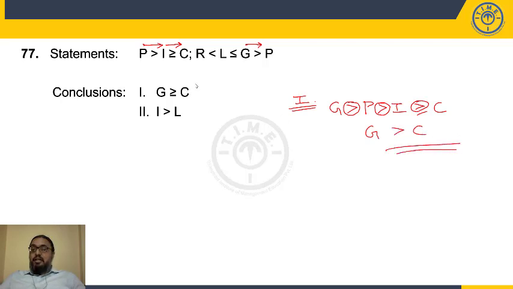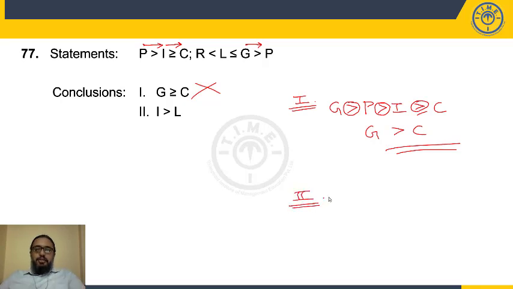Now is it matching the conclusion? No, it is not. Because I got G is always greater than C. But what is the conclusion? G is greater than or equal to C. I will never get equal to in my relation. That is why first is not correct. Understood the point here? Now coming to the second conclusion.